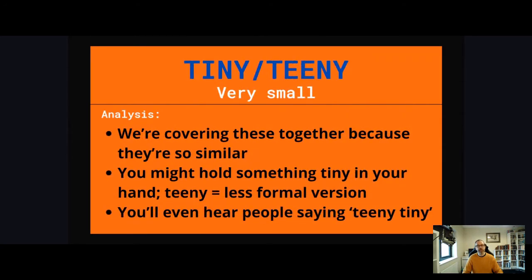Our next word is tiny or teeny. This is something that is very small. We're using these words together or cover them together because they're very similar. You might hold something tiny in your hand. Teeny is a less formal version of tiny, but you can also hear people saying a teeny tiny thing.